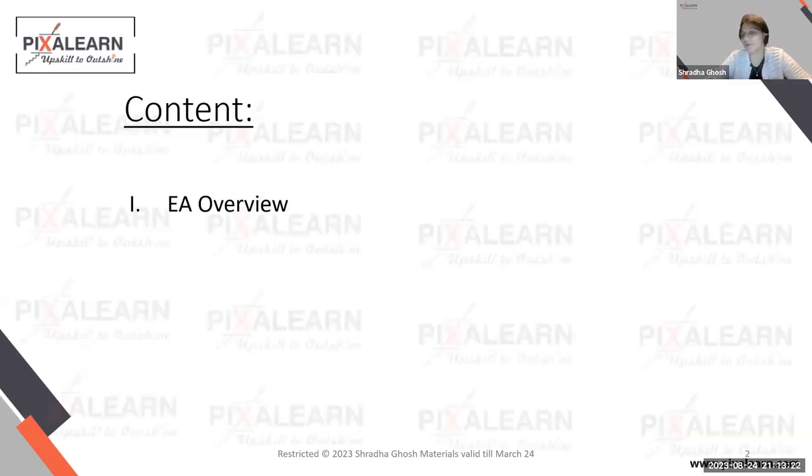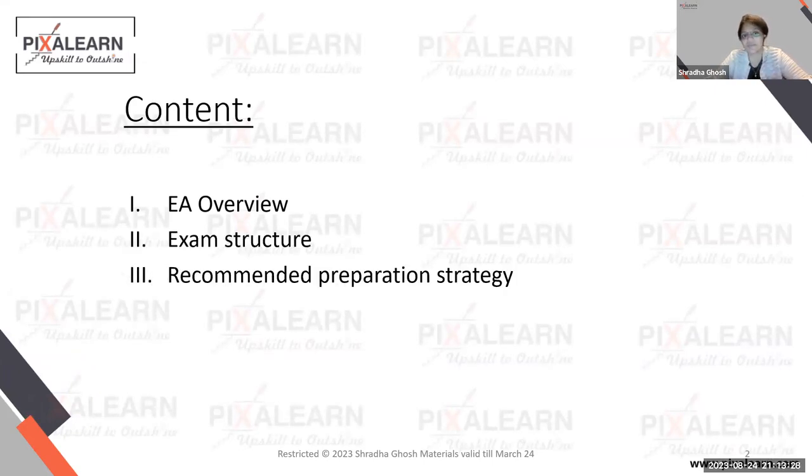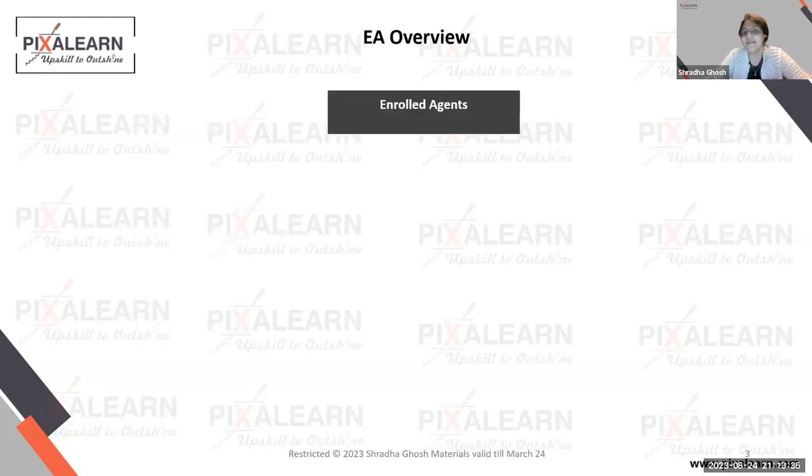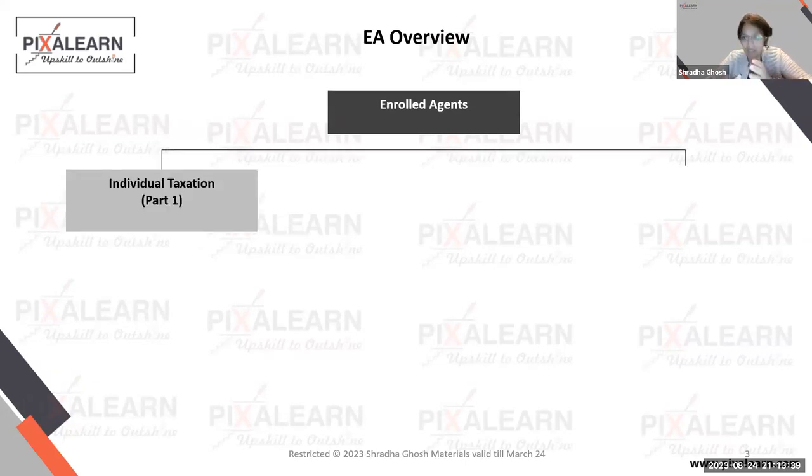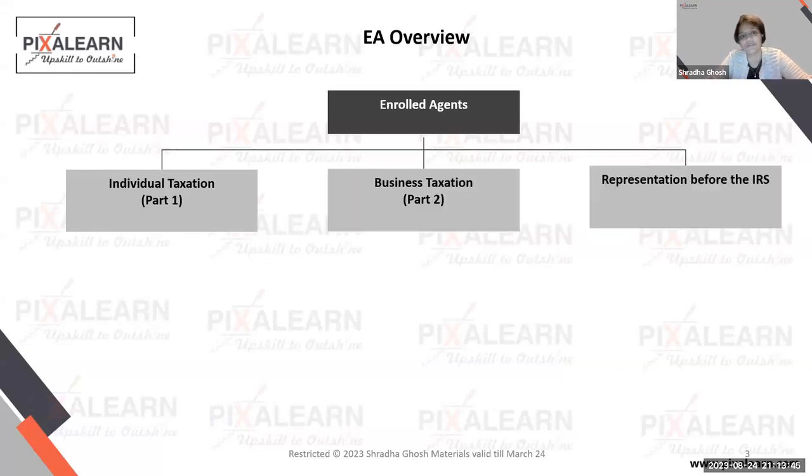If your concepts are weak, it will start showing in your answers. Okay, so what are we going to talk about? We are going to first talk about the general overview of the EA course, what is the general exam structure, and what is the ideal preparation strategy that I would recommend. Now, see, this is something that I think most of you are aware of. In today's session, I'm going to concentrate a little bit more on part two rather than the general. So, the first one is part one, which is individual taxation. The second part, as you know, is business taxation, and the third is representation before the IRS.